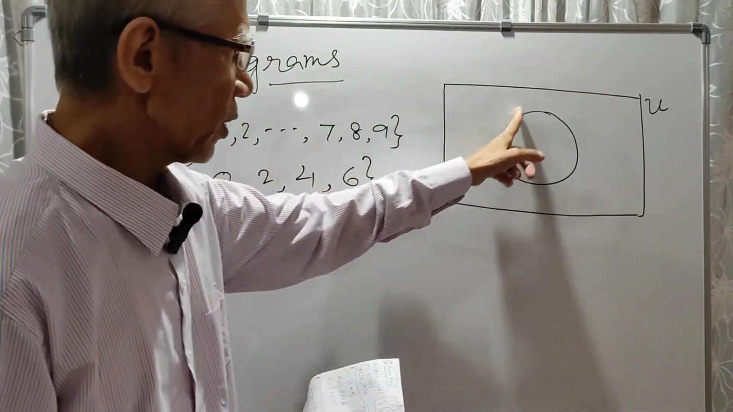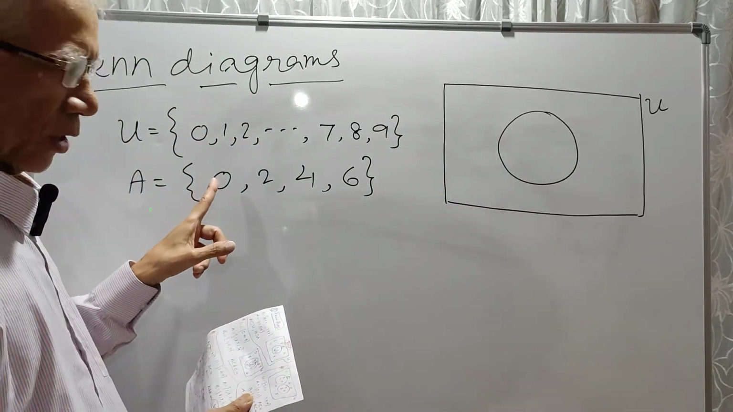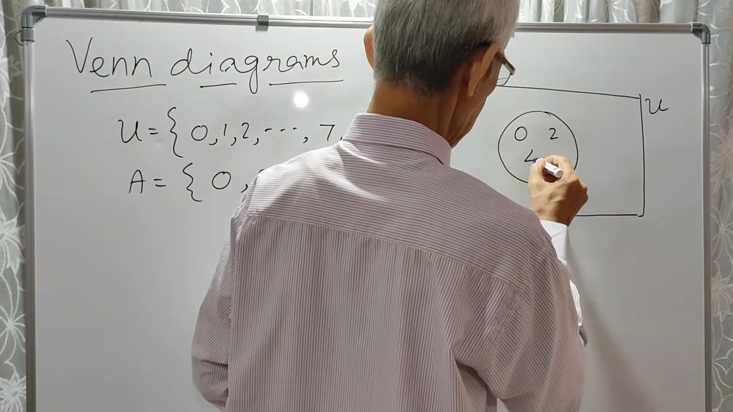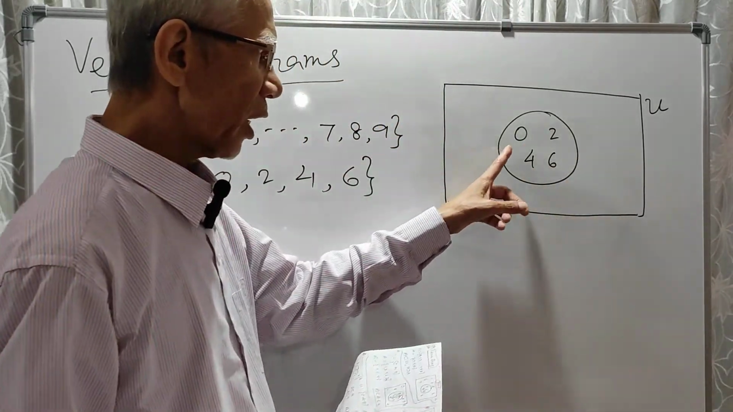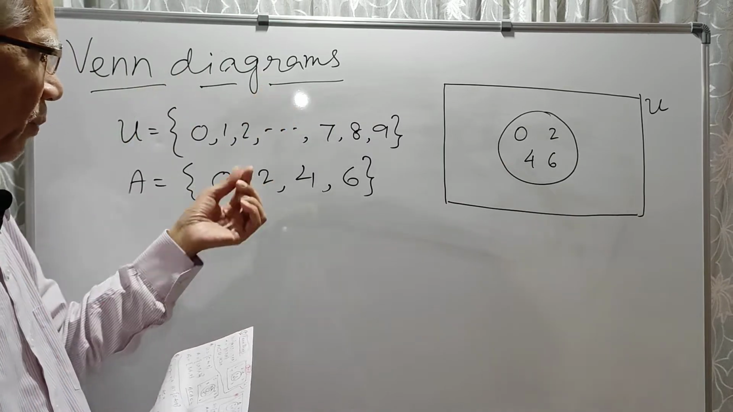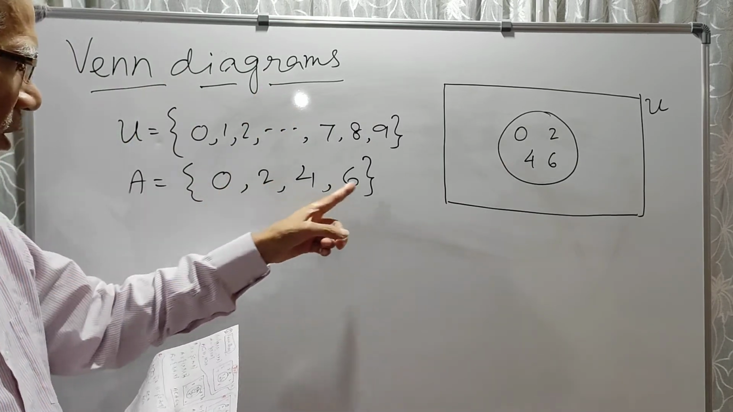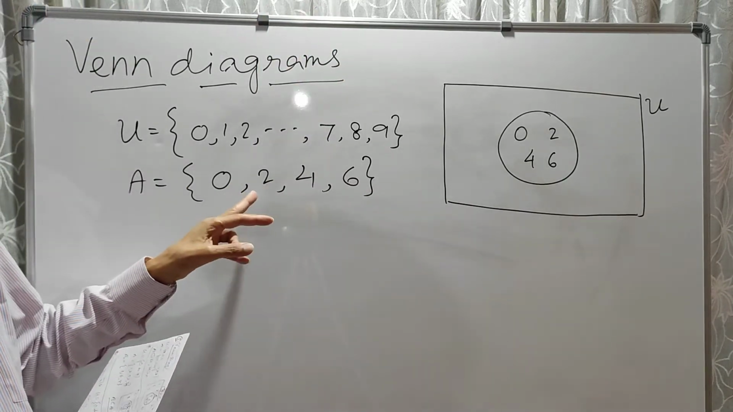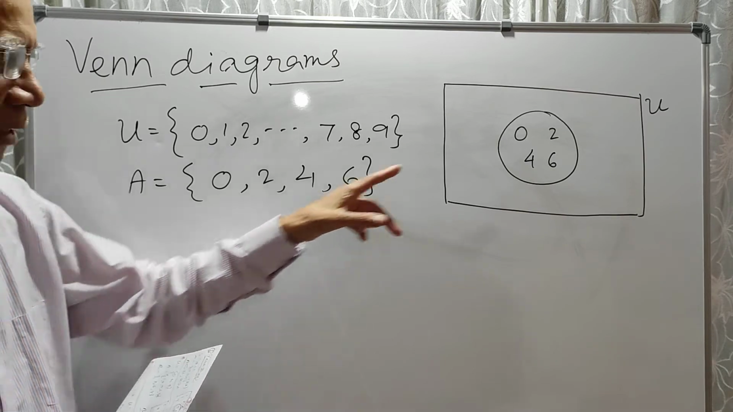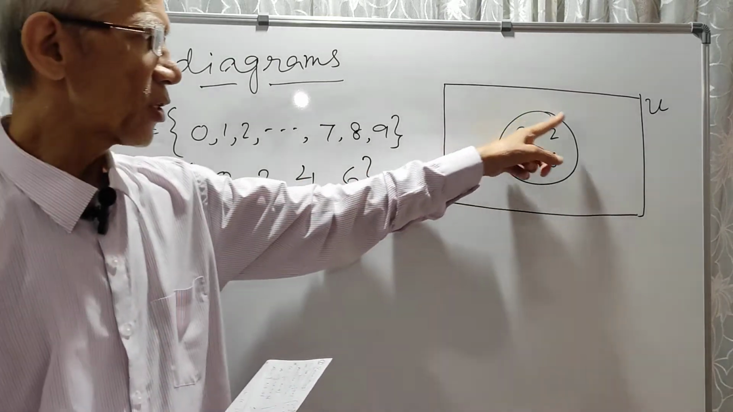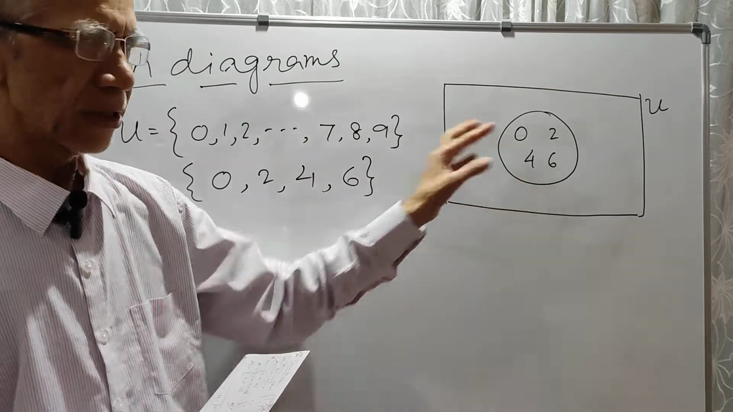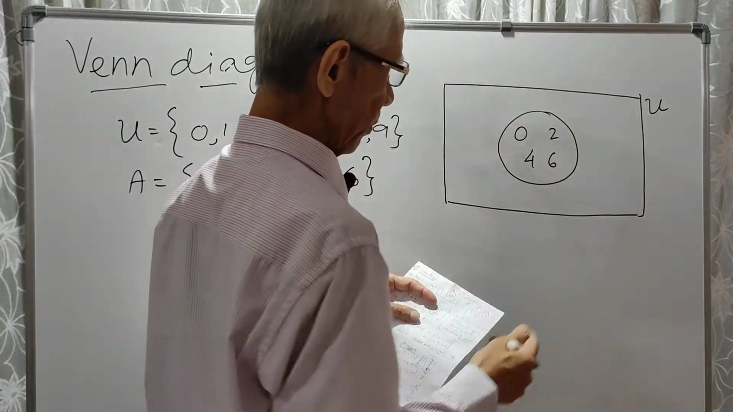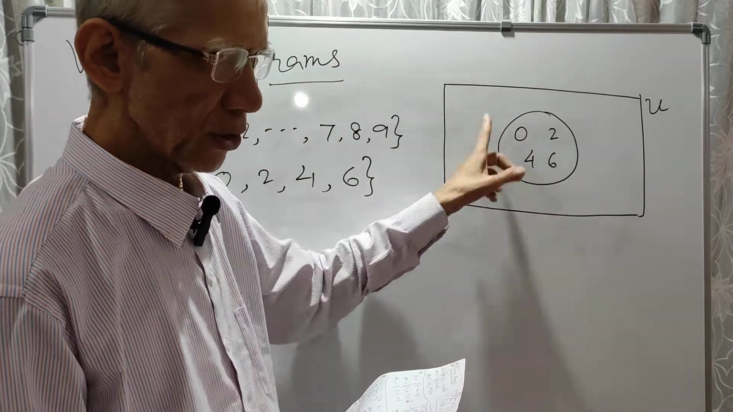All right. Now this circle includes which elements? 0, 2, 4, 6. This is how the Venn diagram is drawn to represent this set. I discussed in my first video that this set was in roster or tabular form. Now in Venn diagram form, all four will be inside a circle, and outside the circle there will be the 6 remaining digits.